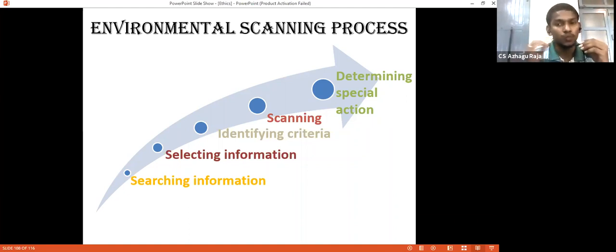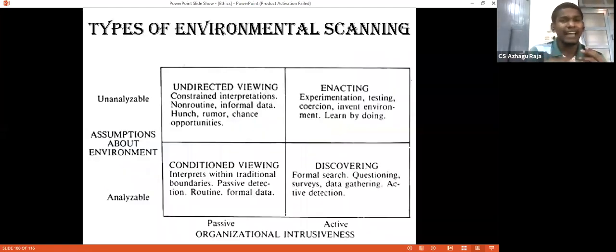We know the SWOT analysis, we know the technological, that is PESTLE aspects, and then you have already identified, and now you have to put into action, that is implementation, taking corrective action. Action portion is called determining the special action with respect to scanned information. And then types of environmental scanning, there are three. Basically there are two, and in our book it is given three.